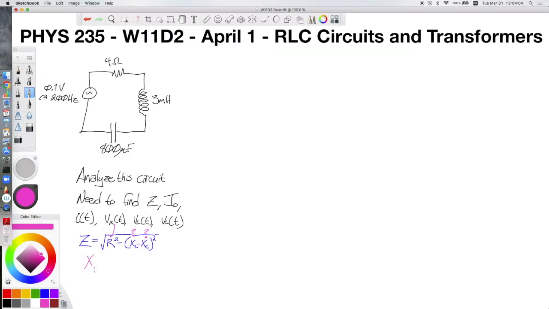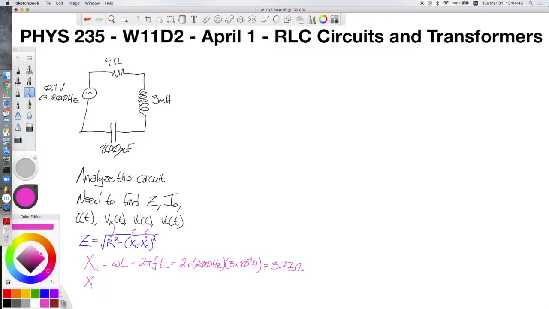So we have a formula for our inductive reactance is omega times L, where omega is in radians per second, so we need 2 pi times frequency f in hertz times L instead, which means that's 2 pi times 200 hertz times the 3 millihenries, or in scientific notation, 3 times 10 to the negative 3 henries worth of inductance. And that gives you an inductive reactance of 3.77 ohms.